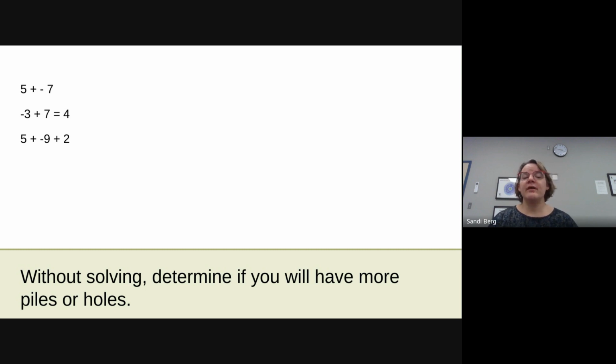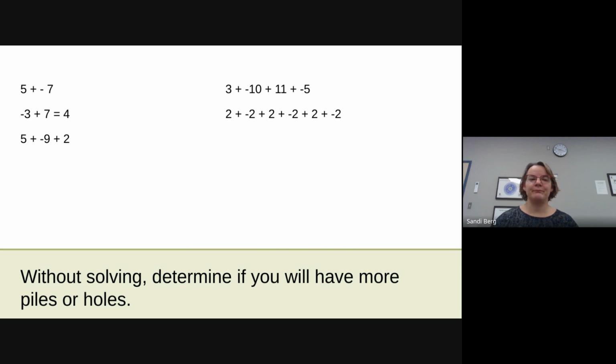So in this case, I can see I have 7 piles and I've got 9 holes, so I'm going to have more holes. Here's a trickier one. So I have 14 piles and I've got 15 holes. I will have more holes.